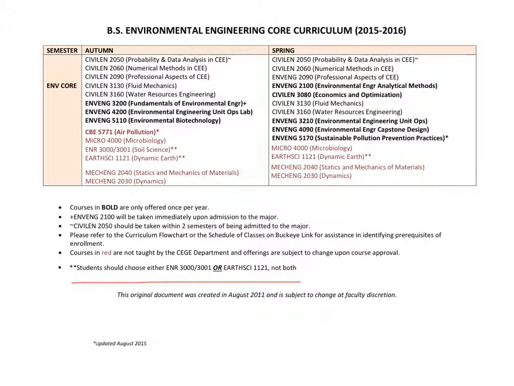I hope this is beneficial. I hope that you now have a better understanding of the core curriculum. Again, the flowchart and the curriculum sheet are really helpful in terms of knowing when each course is offered and when you're probably going to be taking those courses. The next video you'll probably want to watch is the technical elective video. That's going to give you an understanding of what courses you'll be able to take as technical electives to help further your curriculum in environmental engineering.